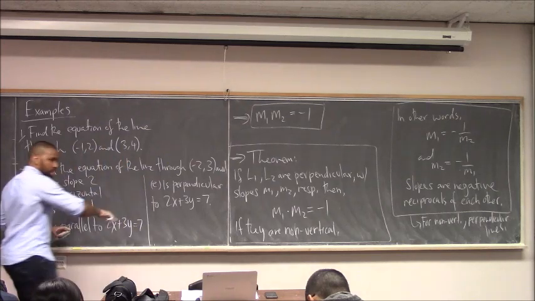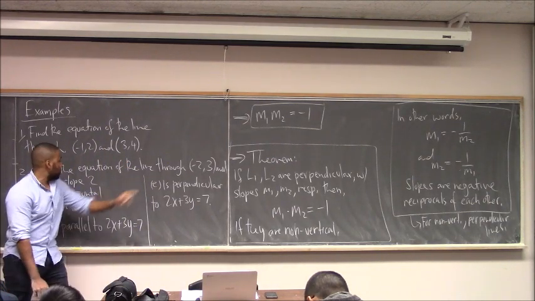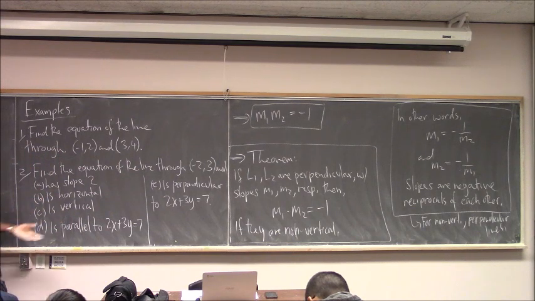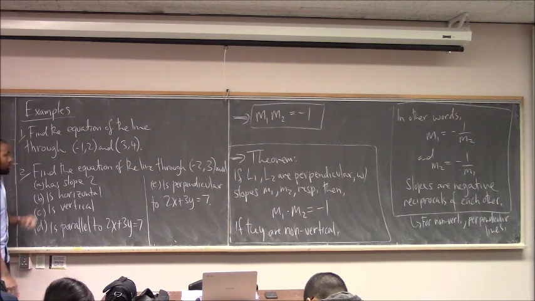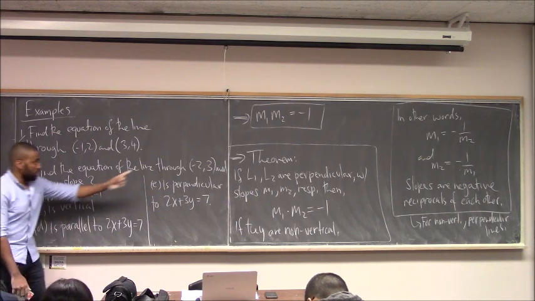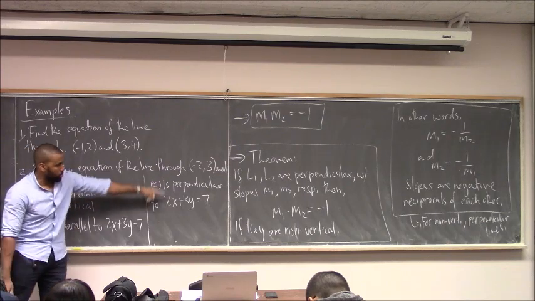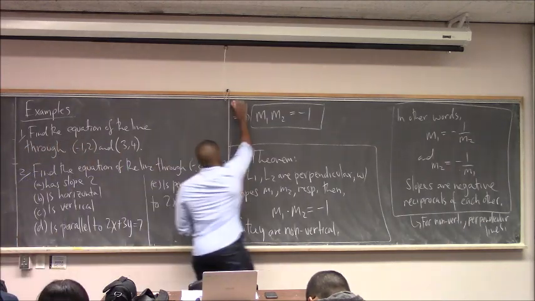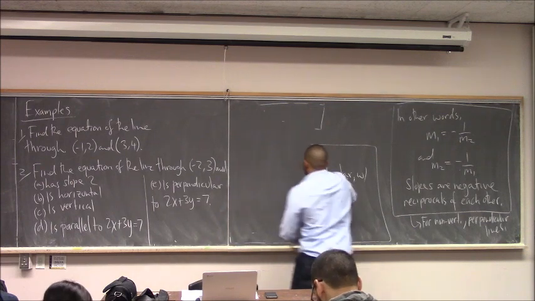So these are separate situations, right? One question is find the line through this point that has slope 2, then reset, find a line through this point that's horizontal, reset, find a line through this point that is vertical, find a line through this point that is parallel to this, find a line through that point that's perpendicular to this. So all in all, there's 6 examples here.